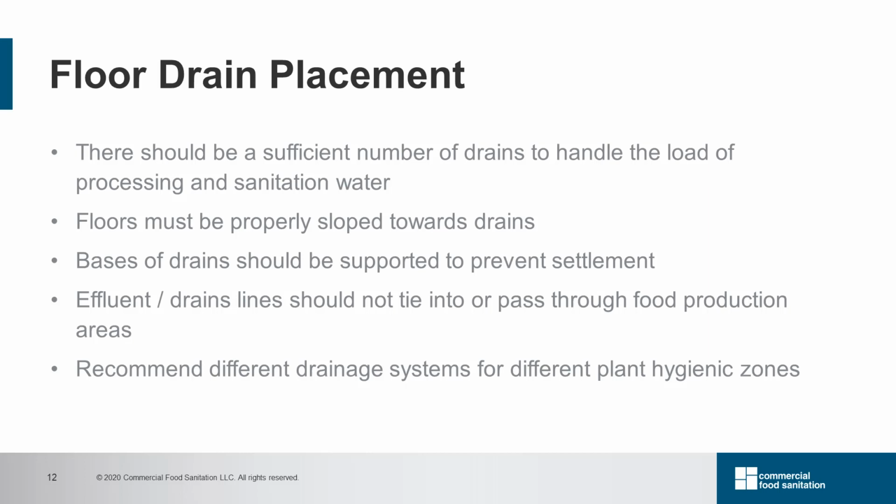To achieve good drainage, a sufficient number of floor drains must be provided, and the floor should be sloped towards the direction of the floor drain with a slope of no less than 1 degree. The bases of the drains are supported to prevent settlement. In addition, drain lines should not tie into or pass through food production areas, and it is recommended to have different drainage systems for the different hygienic zones.